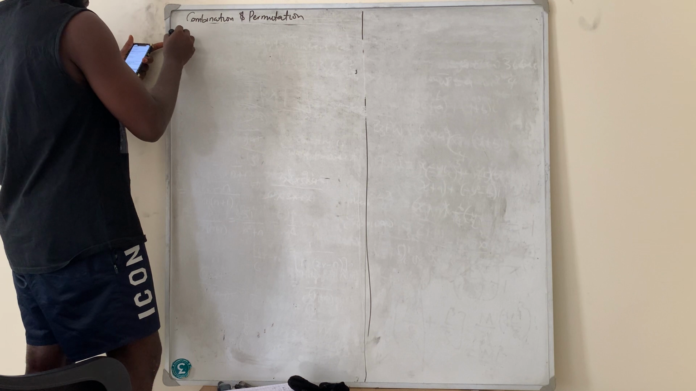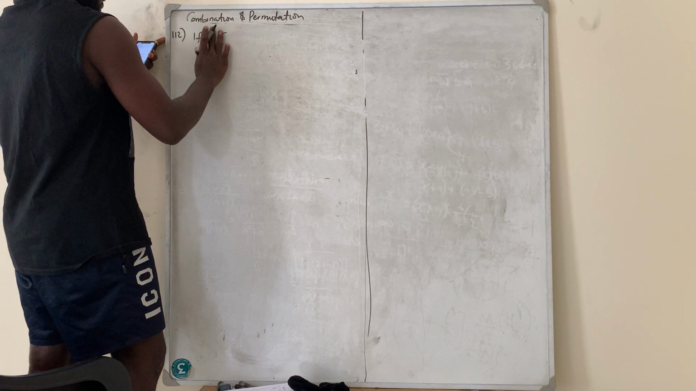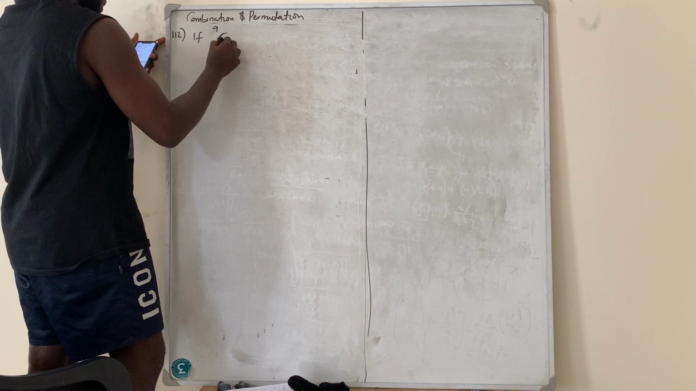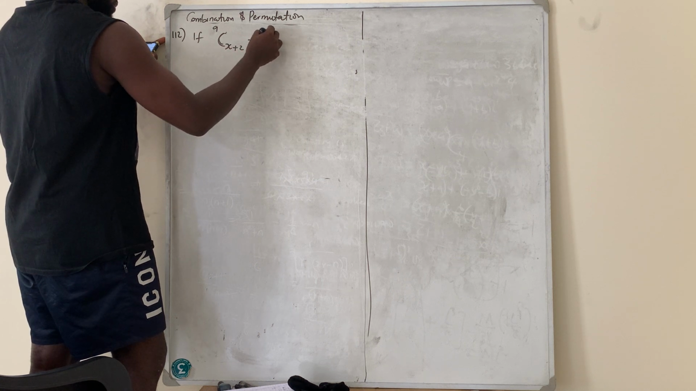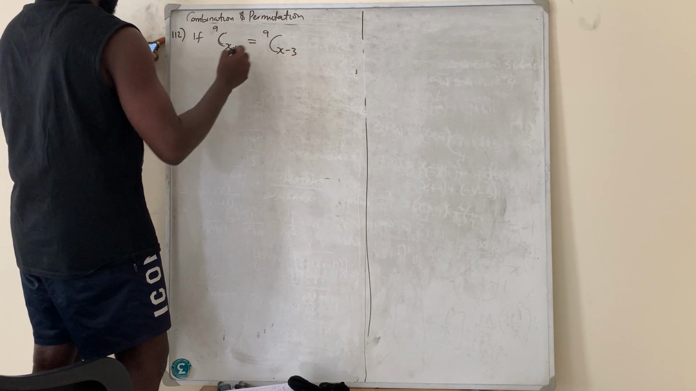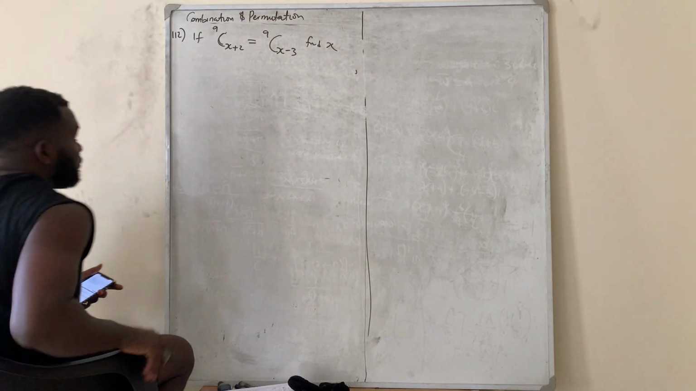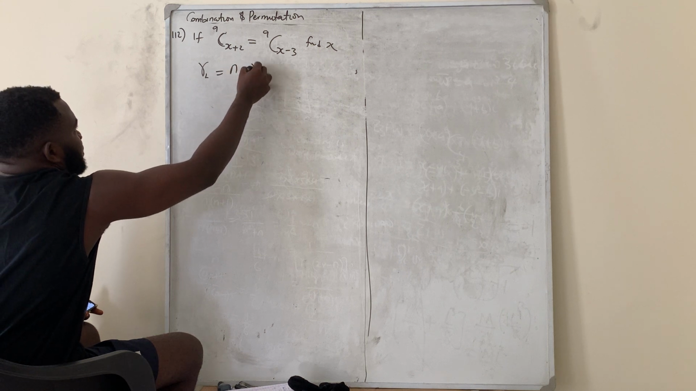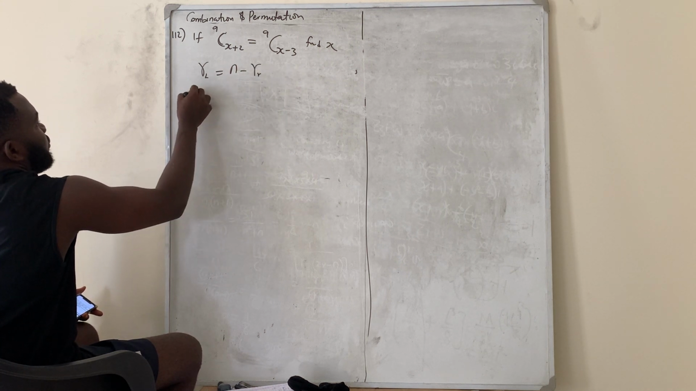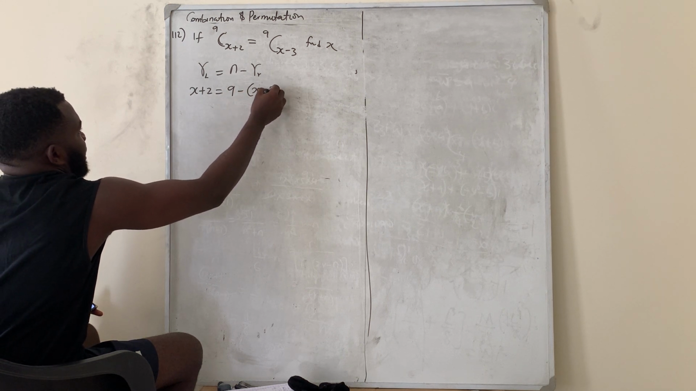Question number 112 said that if 9 combination x plus 2 is equal to 9 combination x minus 3, then we should find x. The same thing, don't forget the formula that I told you, that r for the left hand side is equal to n minus r for the right hand side. So I have x plus 2 is equal to 9 minus x minus 3.